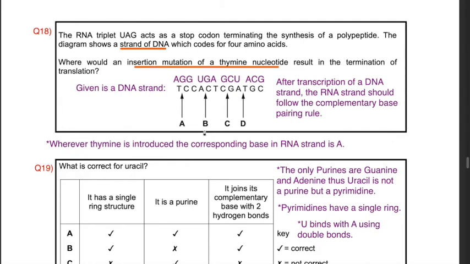For this question, draw towards the sides the corresponding RNA strands at each of the positions A, B, C and D, and then group them into codons. That is, one codon is equal to 3 bases. And wherever you get the RNA triplet as UAG acting as a stop codon, that will result in the termination of translation, because stop codon means it stops the translation process. Therefore, the answer is B.